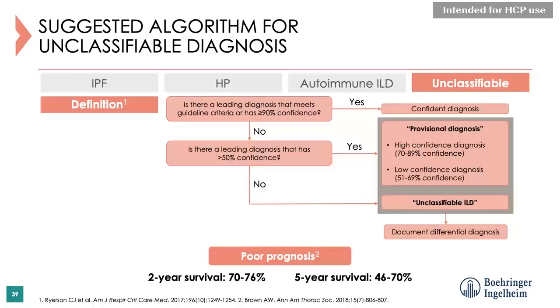These patients unfortunately do have a fairly poor prognosis. 2-year survival is only about 75%. 5-year survival is 40 to 70%, which is not as bad as IPF, but not as high as autoimmune ILDs.